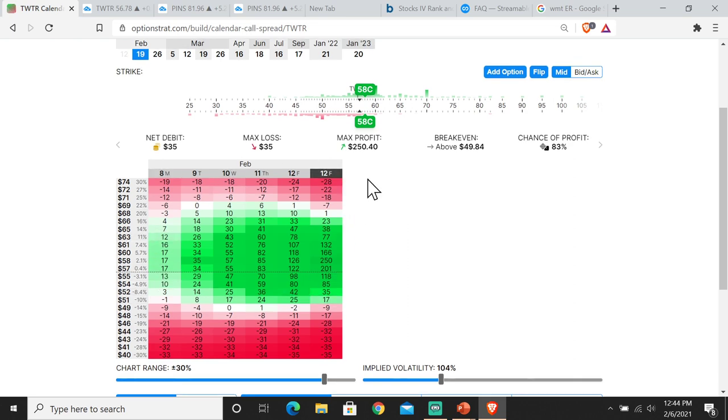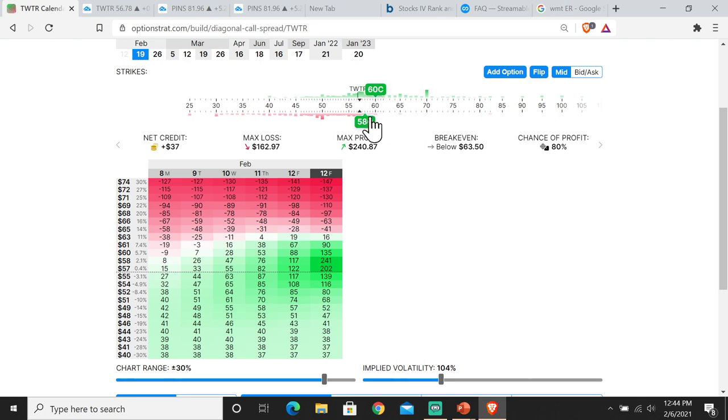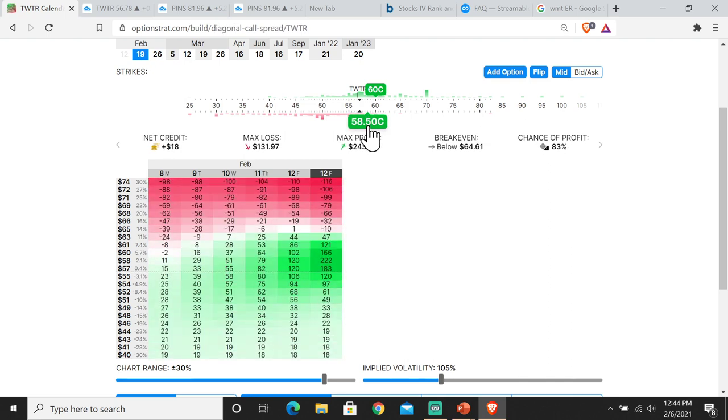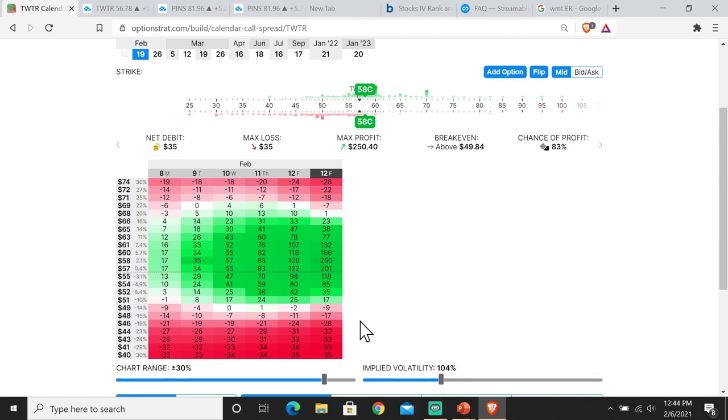So we look at the 58C compared to the 60C, right? We see that it shifts the play down a little bit. So now our break even is 49.84. So I moved about $1.16 or so, I think. So that gives us a little bit more downside leeway.